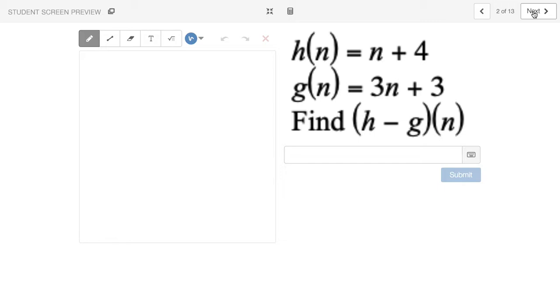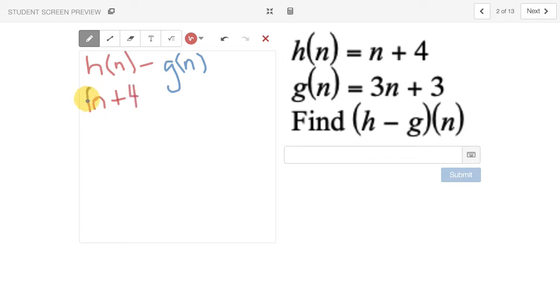We have h of n equals n plus 4, and we have g of n equals 3n plus 3. We need to find h minus g of n. So the first thing we want to do is consider h minus g of n to be h of n minus whatever g of n is. So in order to do that, we fill in h of n, which is n plus 4.